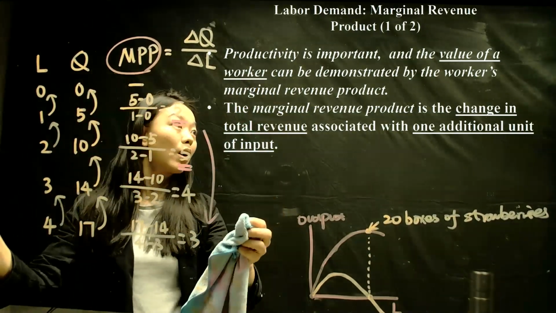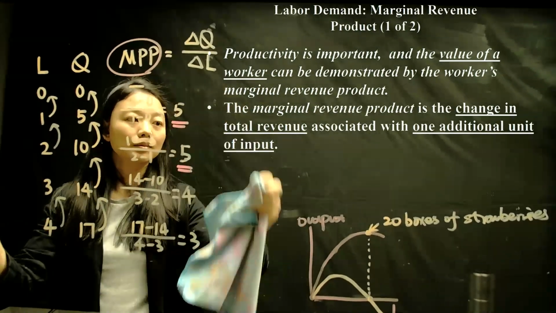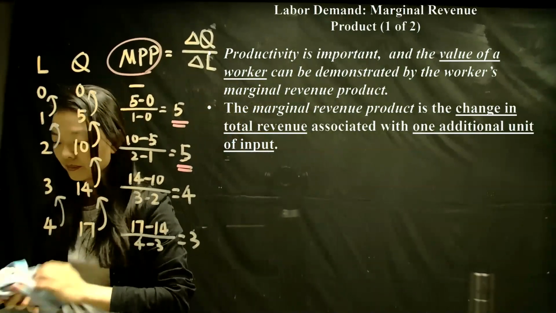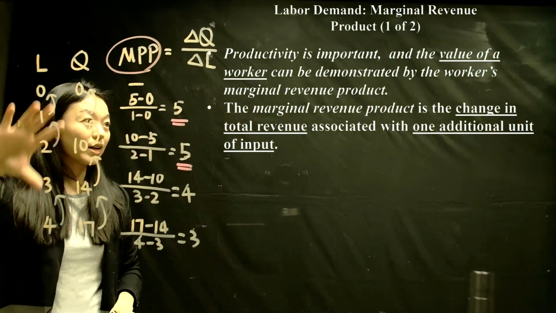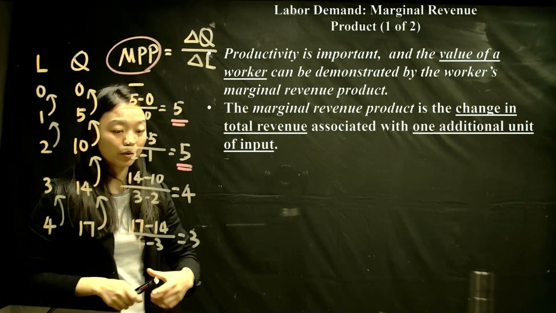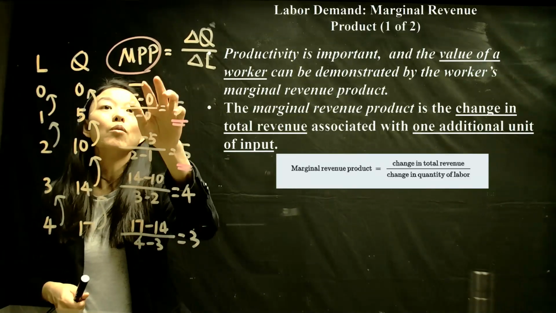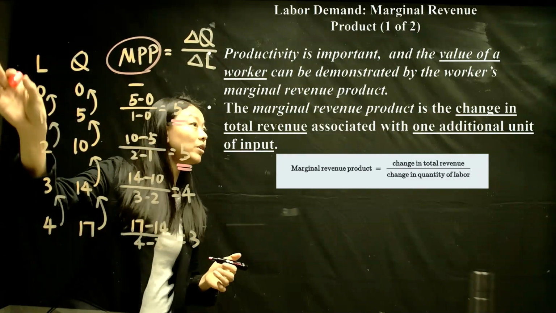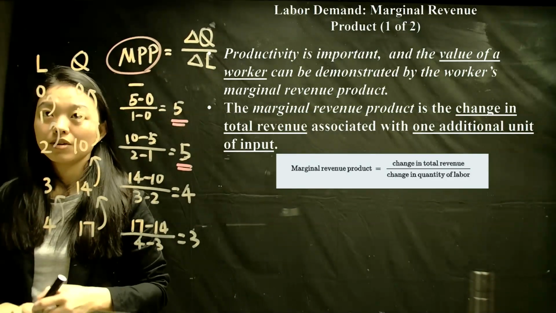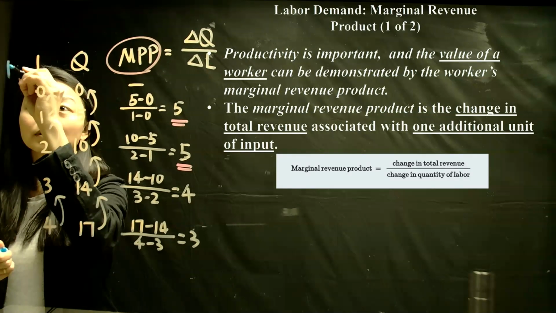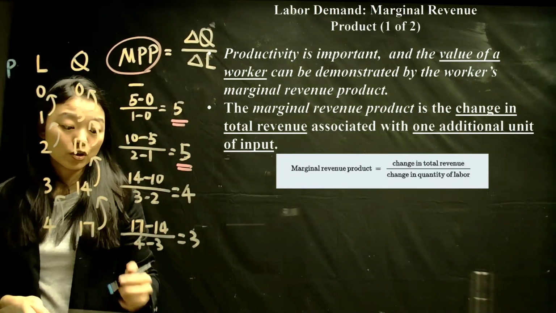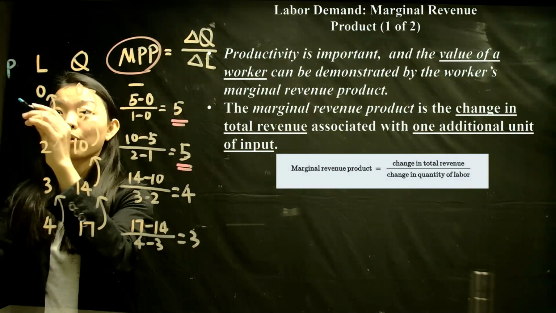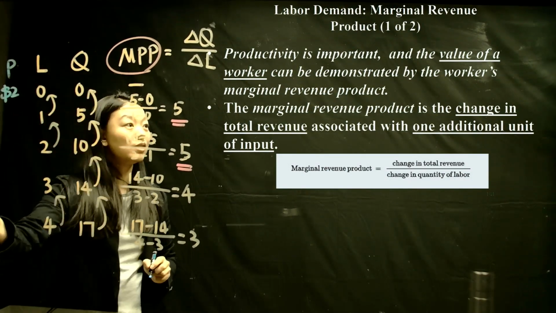So now I will add one more column here. Still from this table, we know this is the marginal physical product. And here we also want to compute how much this product will be worth, right? So this will be reflected in marginal revenue. I will put another column here, and I call this column price. So I add price here, and I assume the price of a strawberry will equal $2 per box.